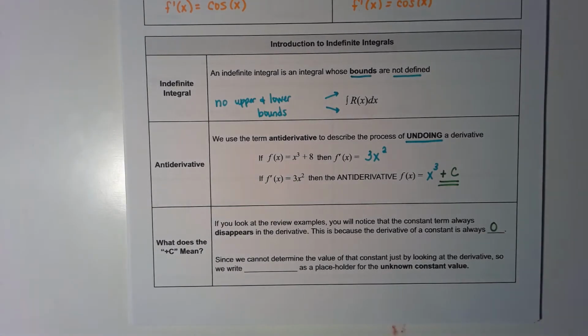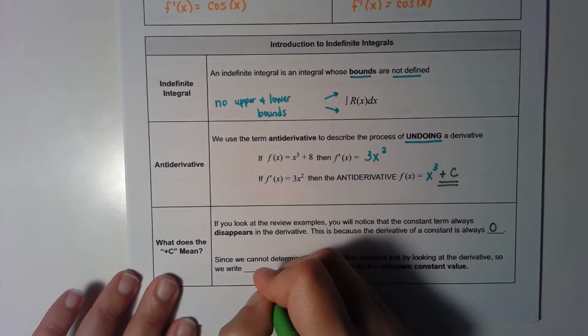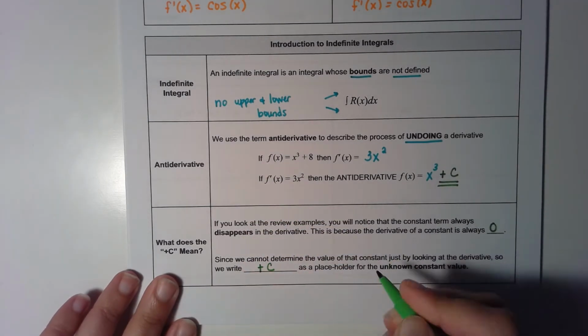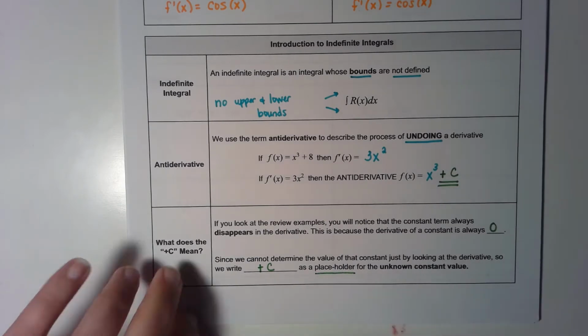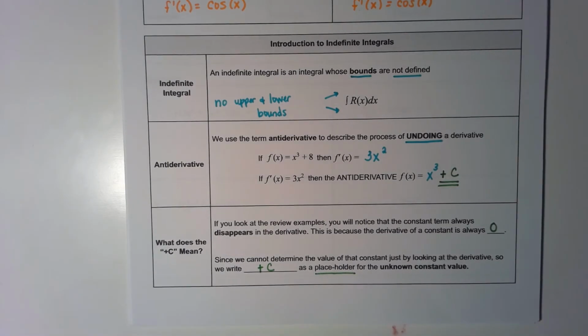So since we can't determine the value of that constant just by looking at the derivative, we write plus c as a placeholder for the unknown constant value. We don't know what it is, but we need to save a spot for it.